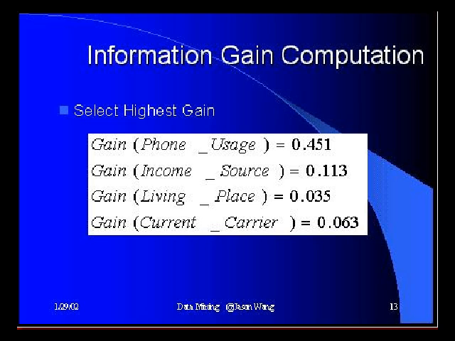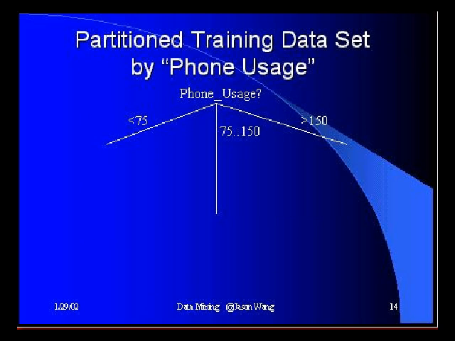So we partition the training data set by phone usage. And there are 3 choices. Either the phone usage is less than $75, or the phone usage is between 75 and 150, or the phone usage is greater than 150. Okay?